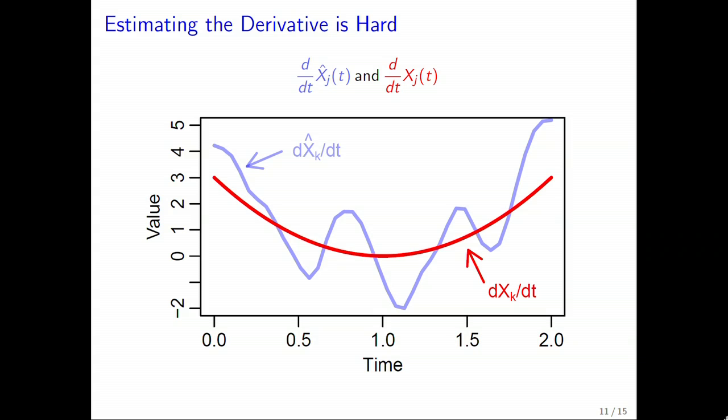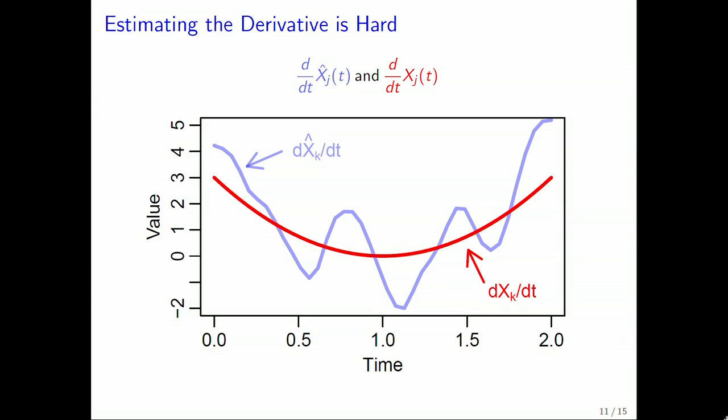This is what actually happens, because it's really hard to estimate a derivative. My x hat might be pretty close to x, but the derivative of x hat is going to be totally different from the derivative of x, because any small amount by which my estimate of x is off is going to lead to a huge problem with the derivative.